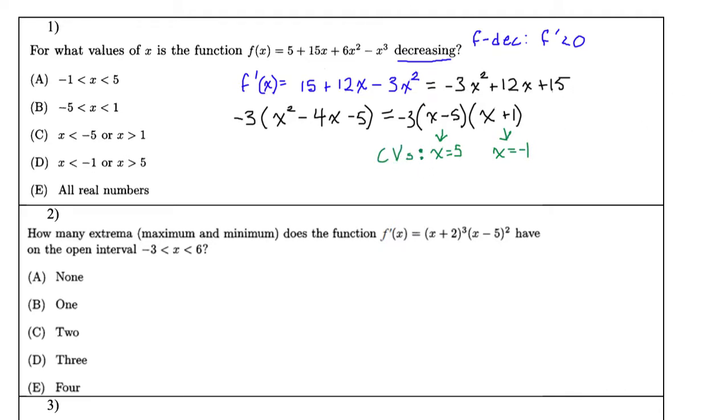Now I need to graph these on my number line. So let's make a quick little number line. It doesn't need to be too formal here. This is my number line for x, and let's label our CVs. We have a CV over here at negative 1 and here at 5.